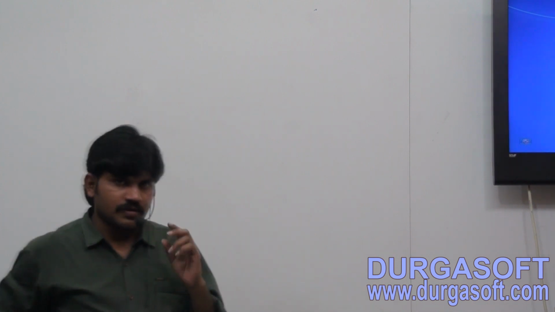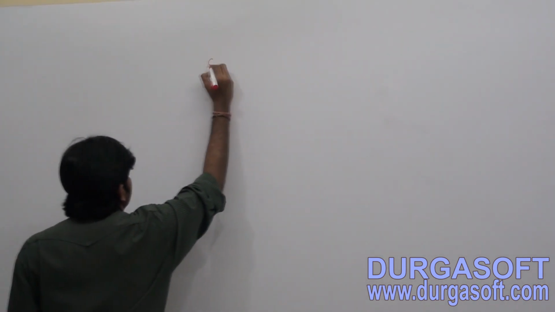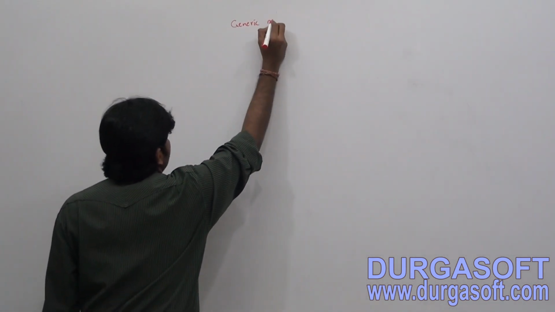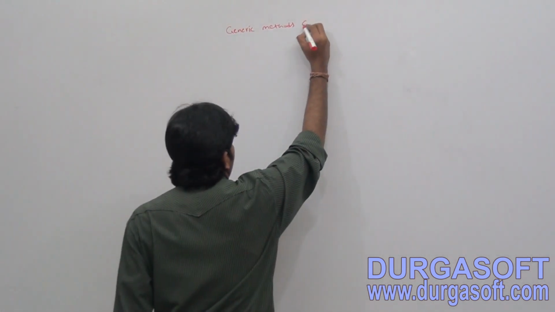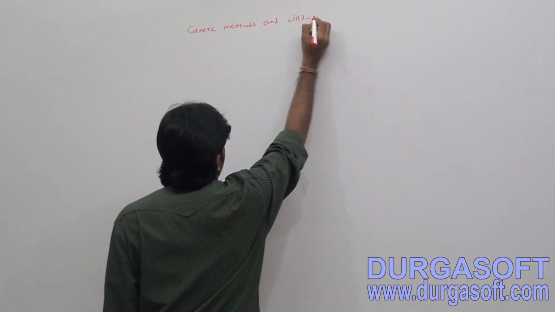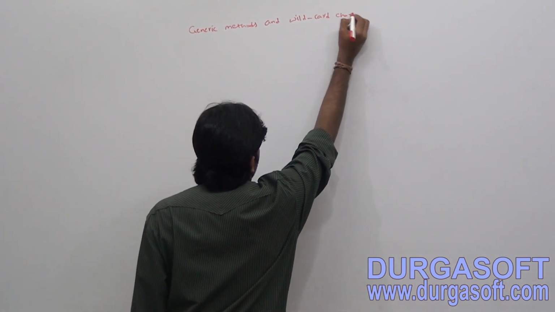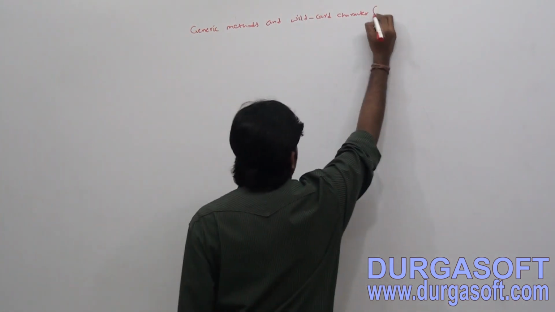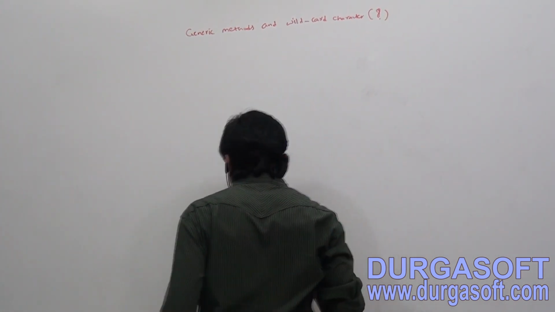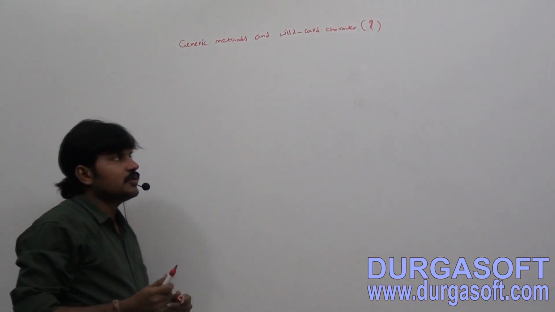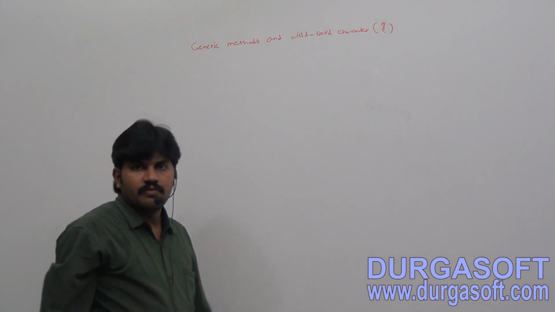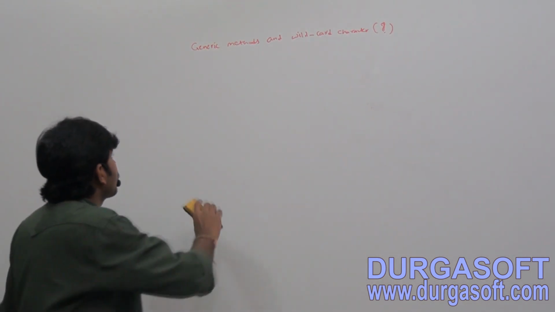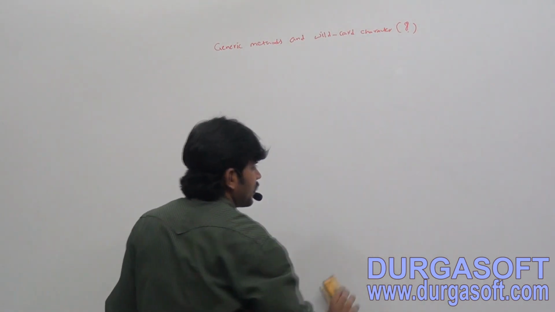So now the next one, wildcard character. It is better to keep the subheading generic: generic methods and wildcard character question mark.